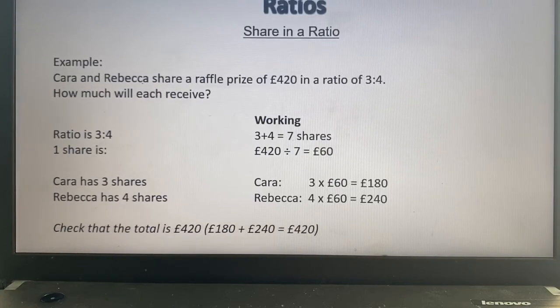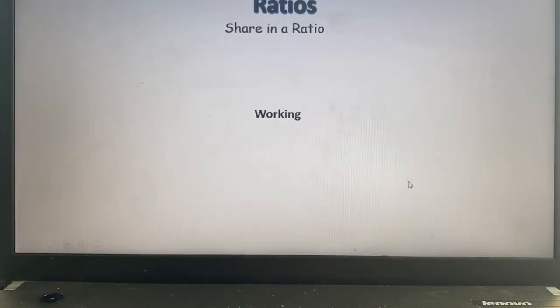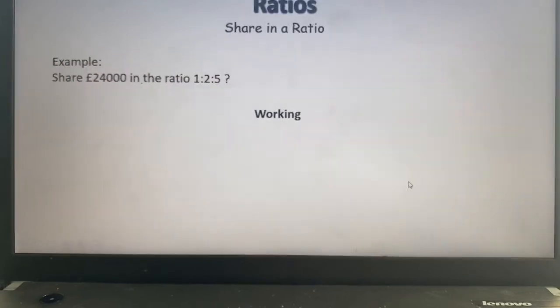And we can check this. The total, that 420, should still be the total. So 180 plus 240 does make 420. So that is our prize shared, not equally, but completely between the 2. Okay. So let's look at another example of that.